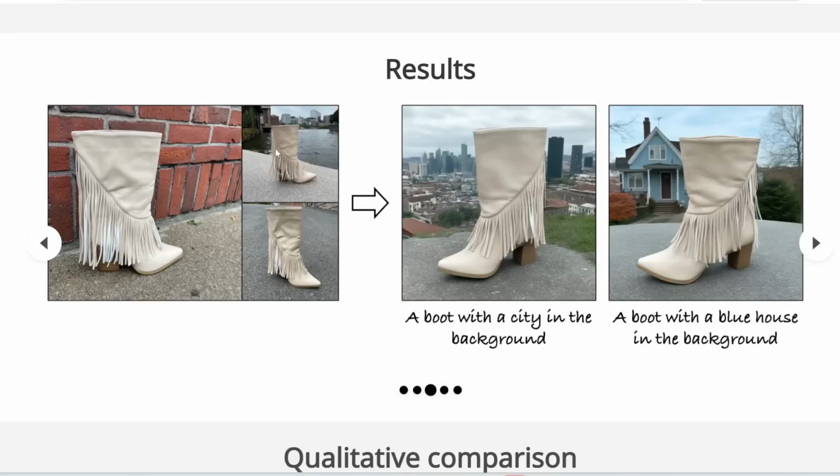Or you can upload 3 reference images of this boot, and then prompt it with a boot with a city in the background, and indeed it can generate this same boot, but with a city in the background. And this looks exactly like the boot that was uploaded. Or here's a boot with a blue house in the background. So you can see how this tool can be super useful for product photography. You no longer need to hire a photographer and set everything up in order to shoot various products. You can just plug some reference images of the product into this AI.